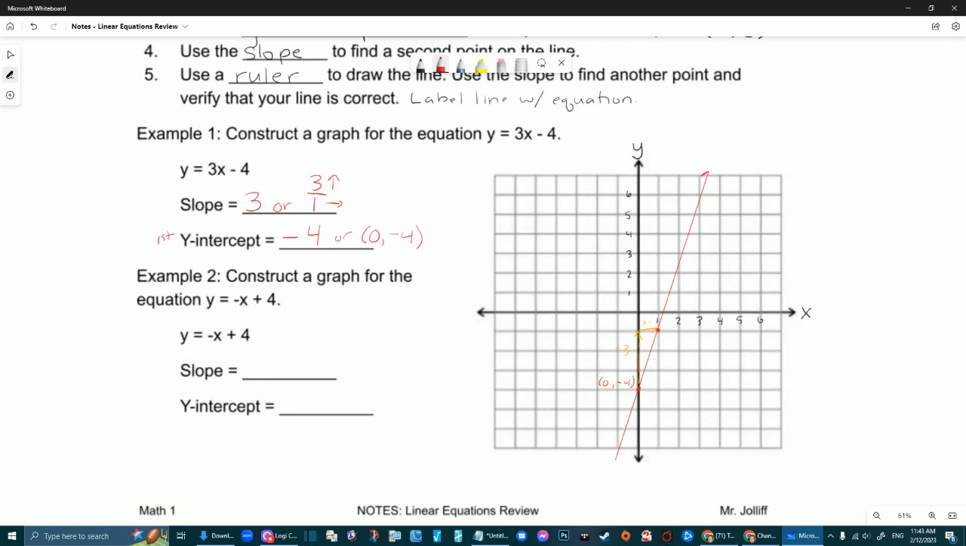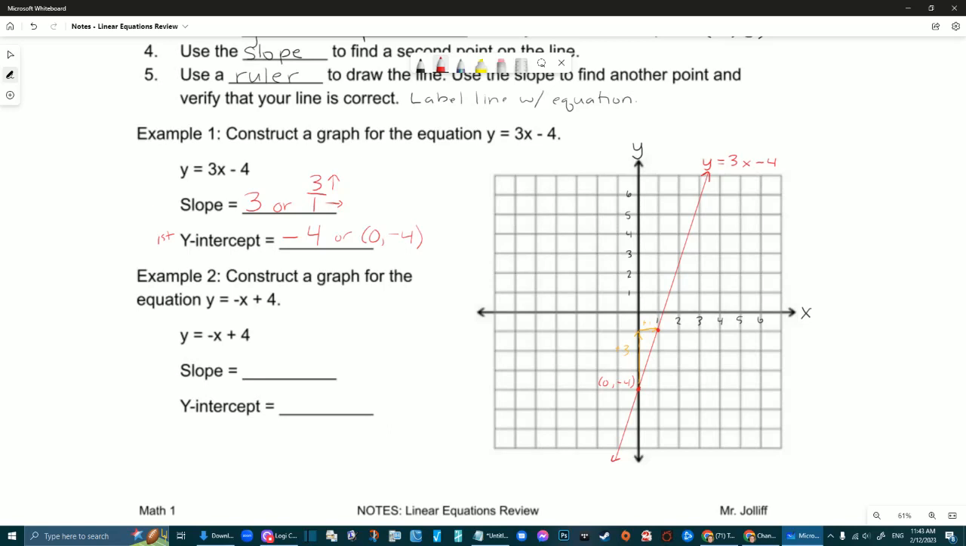I'm going to draw my arrows to indicate this line keeps going forever. And then I'm going to label the equation. I like to do it at the edge of the graphing box, so I'm going to label it up here. If you label it along the line, I've seen some people doing that in class. That also looks nice, and you're welcome to do that.